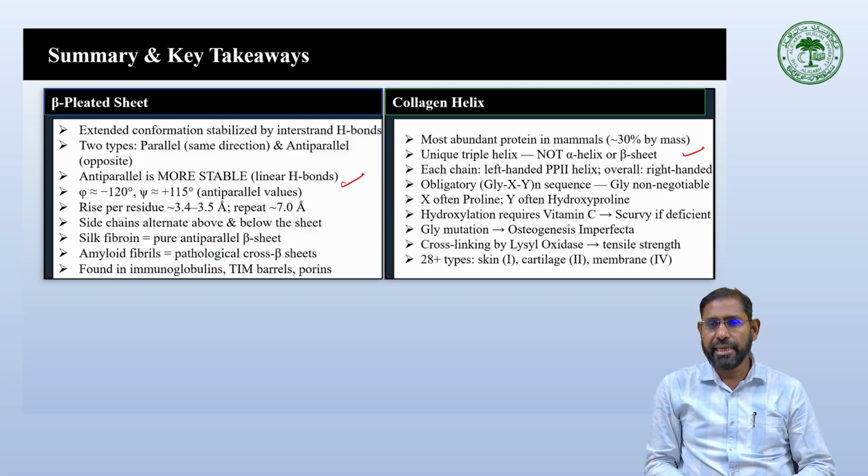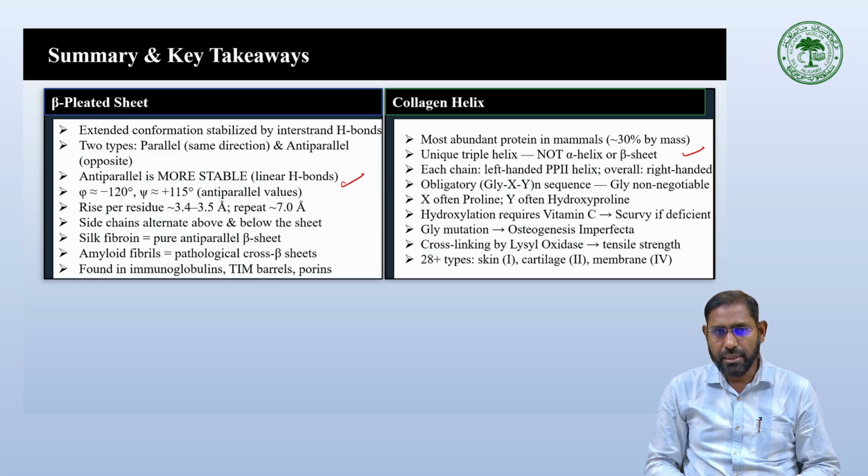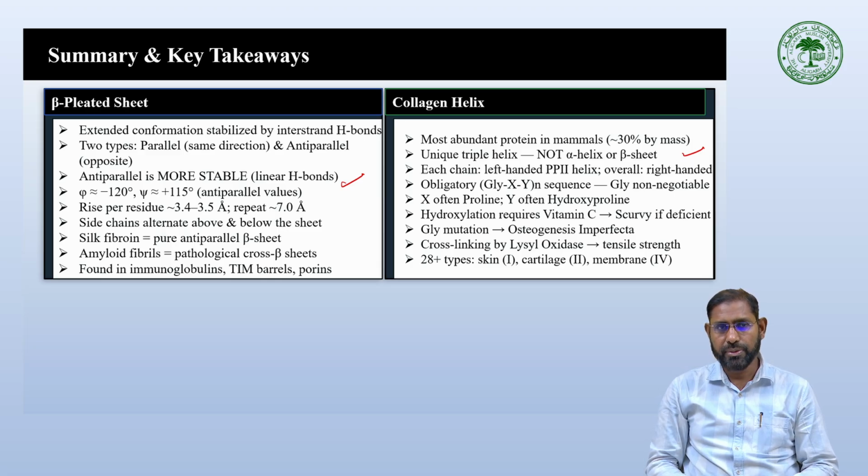The cross-linking by lysyl oxidase gives the tensile strength to the collagen helix. There are more than 28 types, like skin at first type, then cartilage at second, and basement membrane at fourth type. So this is an overall summary and take-home message for this lecture, beta pleated sheets and collagens. Thank you so much.